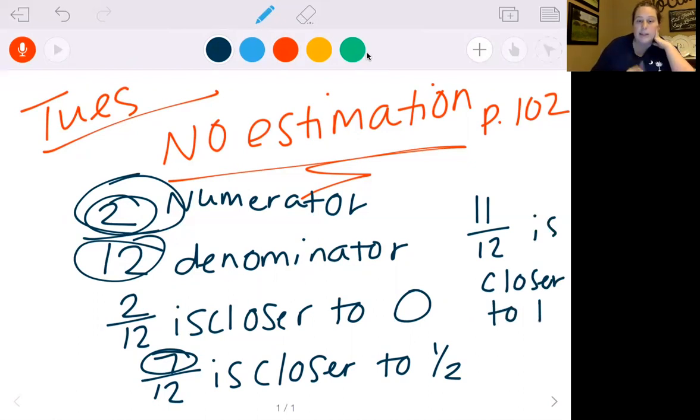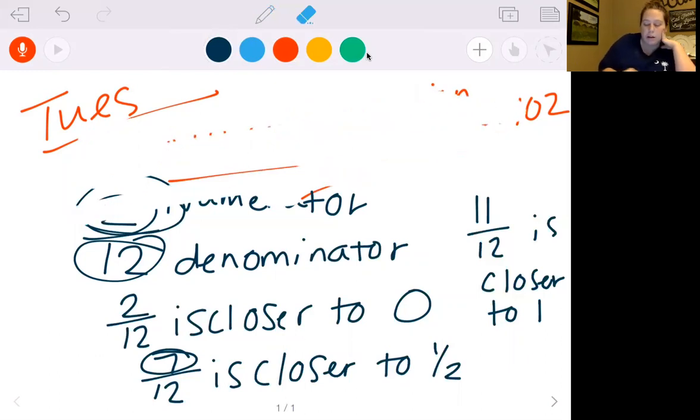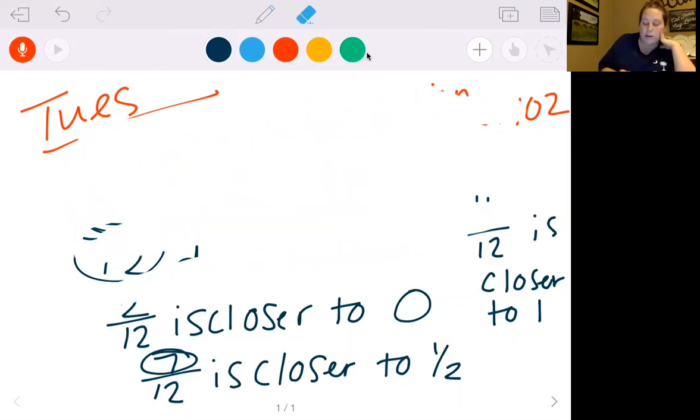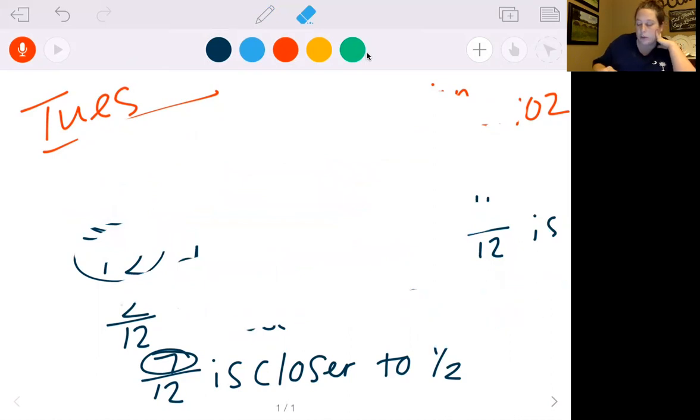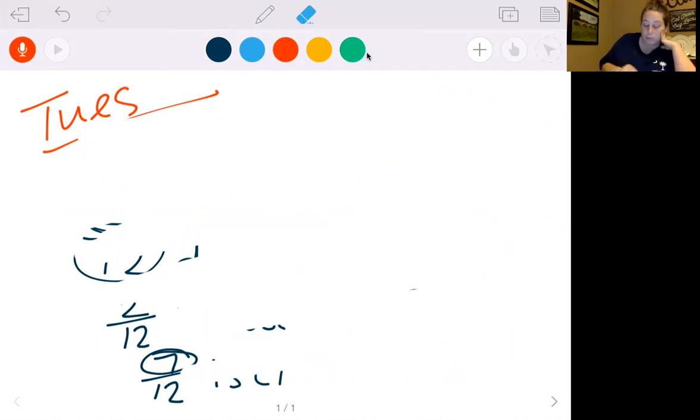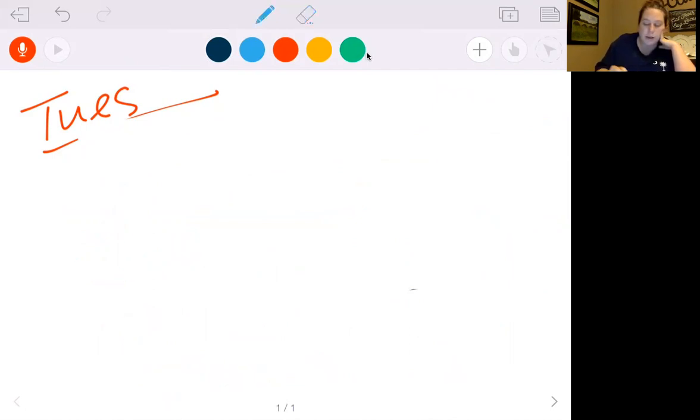So let's recap what we did. If the top number is a lot less than the bottom number, it's closer to 0. If it's about half, it's closer to half. If the top number and the bottom number are really close together, it's closer to 1. So let's do some examples of that. You're not going to have a whole bunch of this. That's why we're going to fly through this in one day, because it's really not something we need to spend more than one day on. But I do want to make sure you know what we're talking about.